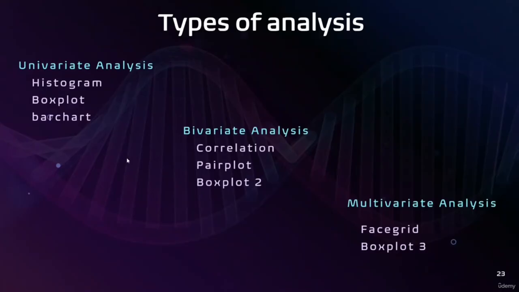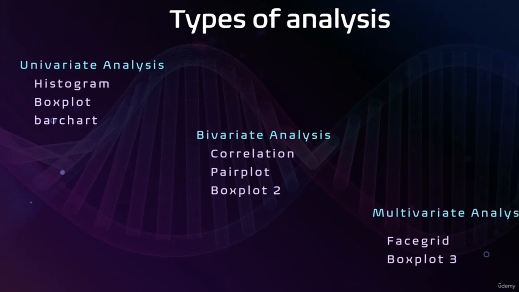In the second part of the exploratory data analysis, we are going to talk about the different types of analysis. First of all, the univariate analysis. We're going to take a look at histograms, box plots, bar charts, the bivariate analysis with the correlation, the heat map, the pair plot, the box plot with two variables, for example, and the multivariate analysis. We're going to take a look at the facet grid, the box plot of three variables.